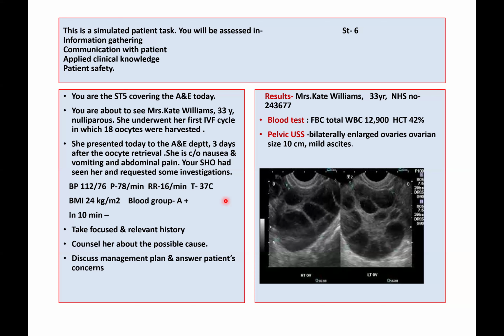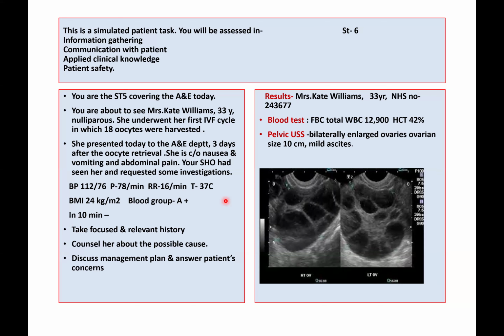Hello, I am Dr. Bushra, covering emergency department today. Am I talking to Kate William, 33 years old? Yes. Okay, can I call you Kate? Yes. Kate, I can see you have pain and vomiting. Can I ask my nurse to give you pain relief medication and medication to relieve vomiting? Yes, because I feel like throwing up again, and there is also so much tummy pain. I need those medications.